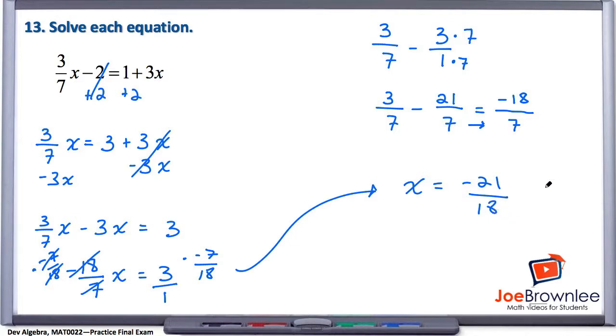If you can reduce, you have to reduce, and in this case, I think we can. We can reduce each by a factor of 3. So upstairs we have negative 7 over 6. All right, and so there's our final answer for number 13: negative 7/6.